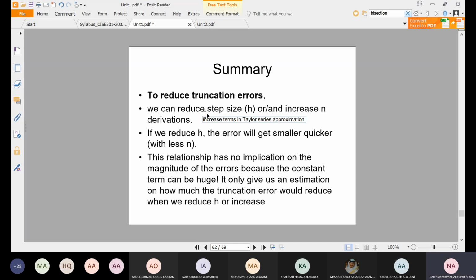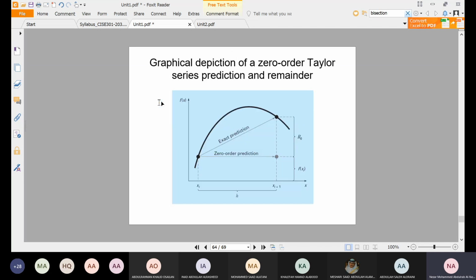Any question until here? Until here, we finish what we have about the Taylor series expansion, and we have another concept we call iterating functions.